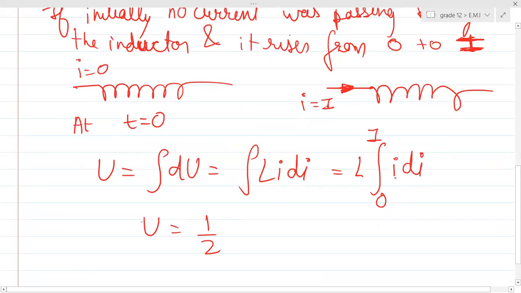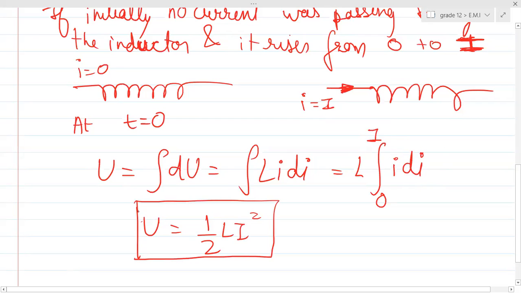So when you integrate this, you get I square by 2, and you put the limits, you get capital I square by 2 minus 0 square by 2. So ultimately the final answer which you get is this. Please remember, it doesn't depend upon time. So even if it is at any general time or after a long time, doesn't matter. If the final current flowing through the inductor is I, then we have half L I square. Is this clear? Yes, sir.